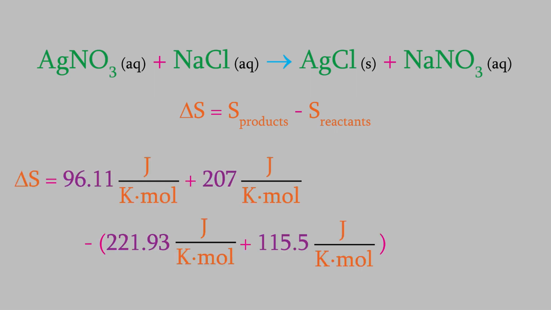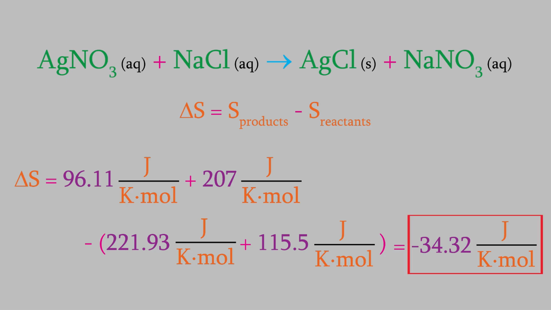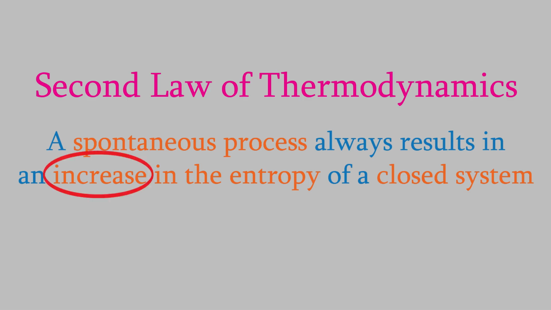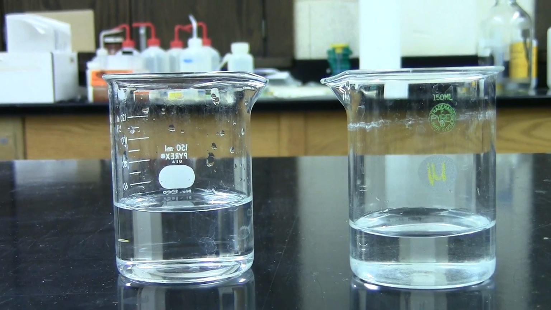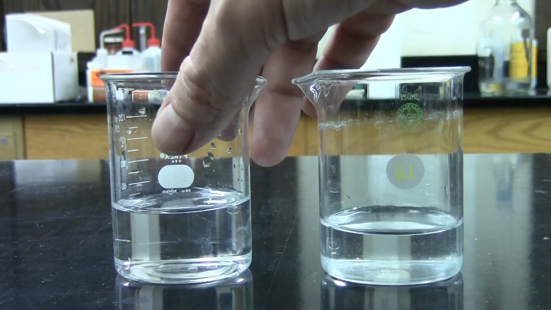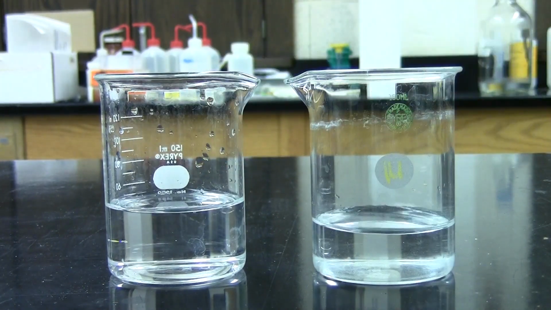When we plug in data from Appendix C, we find out that the entropy change is negative 34.32 joules per Kelvin mole. But wait, the second law of thermodynamics tells us that the entropy should always increase during a spontaneous reaction, but the entropy in this example decreased. Are we breaking the second law of thermodynamics?